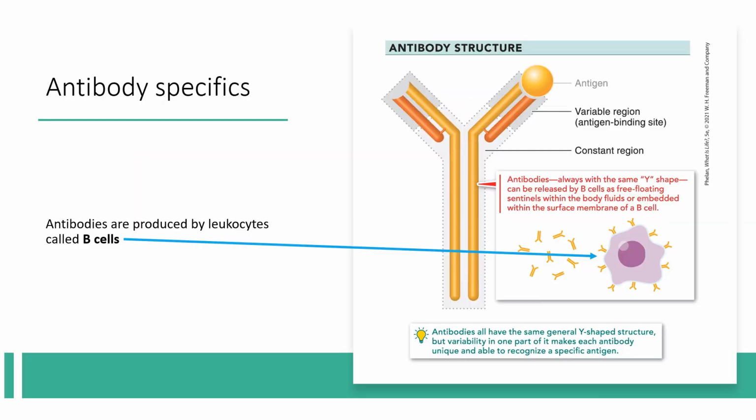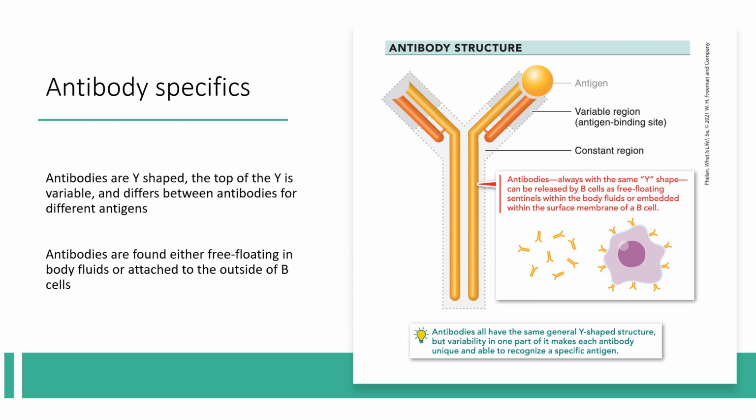Antibodies are produced by leukocytes in the specific immune cells called B cells. Antibodies are shaped like a Y. The top of the Y is variable and differs between antibodies for different antigens. It needs to have just the right shape to recognize and bind to that specific antigen. Antibodies may be free-floating in the body fluids, or they may be found attached to the outside of the B cells.